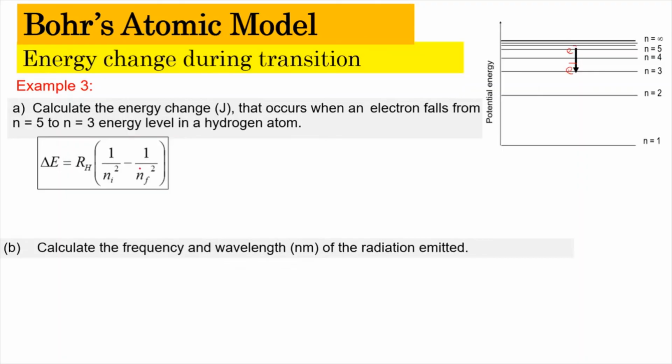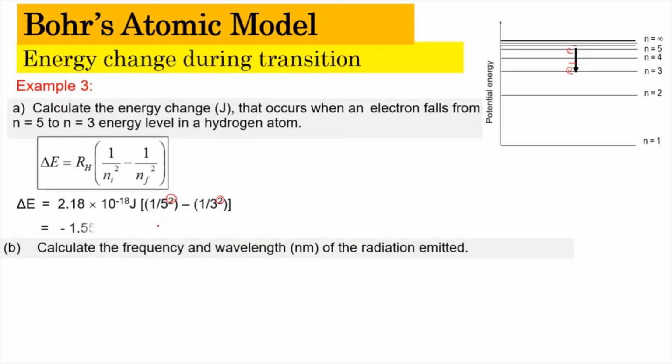We need to use the formula of delta E is equal to RH times 1 over Ni square minus 1 over Nf square, because it involves transition, the electron movement from n equal to 5 to n equal to 3. Okay, so RH here, you just plug in the value of 2.18 times 10 to the power of negative 18 joules. Your initial, mula daripada yang besar kepada yang kecil. Initial to final. So your initial is 5 square and your final is going to be 3 square. Okay, so don't forget the square here.